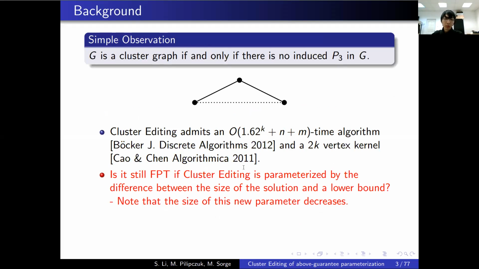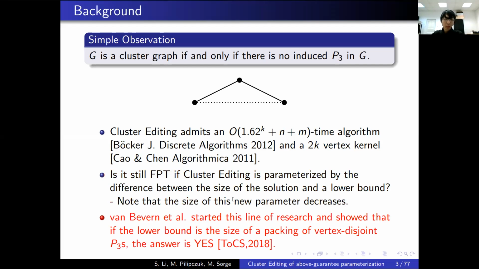Parameterization above lower bound is a popular topic in parameterized complexity. So this question arises: is cluster editing still FPT parameterized by the difference between the size of a solution and the lower bound? Note that the size of this new parameter will decrease. Weber et al. studied this line of research and showed that if the lower bound is the size of a packing of vertex disjoint P3s, then the answer is yes.